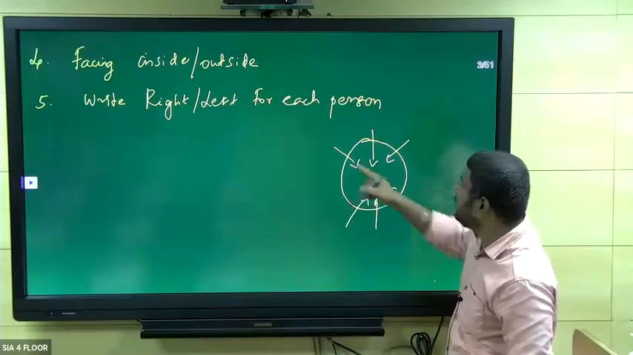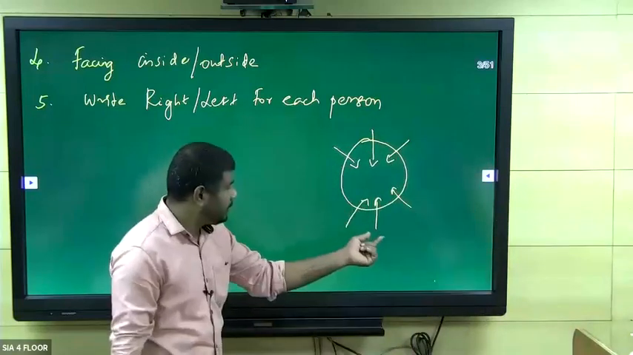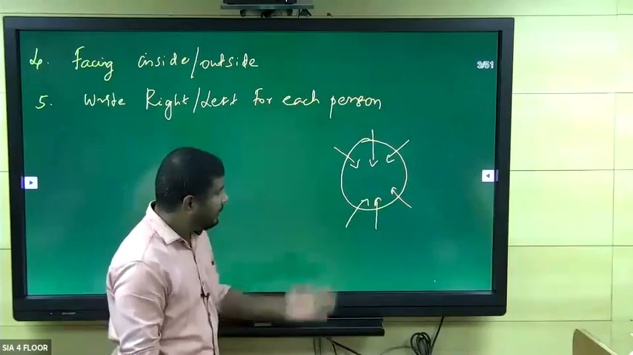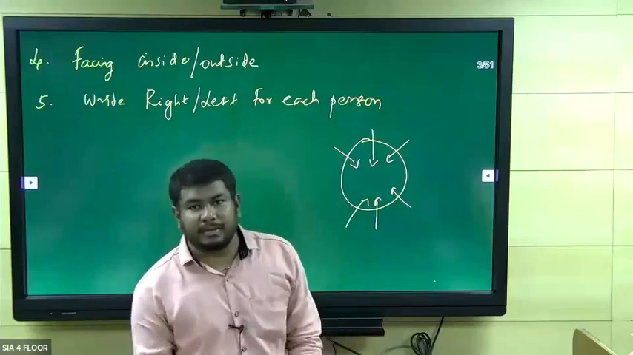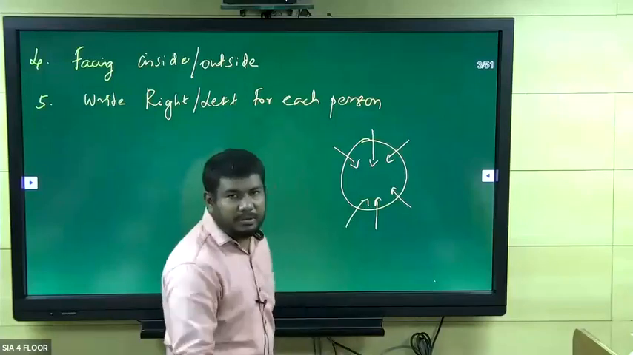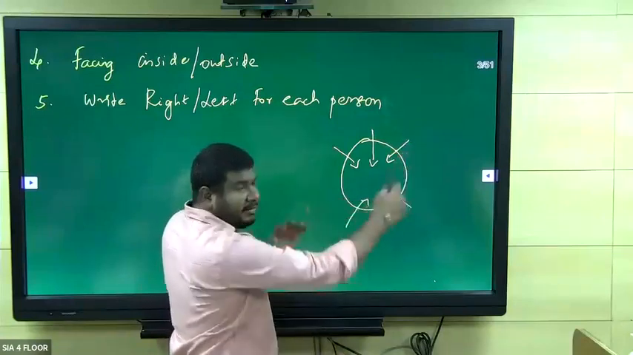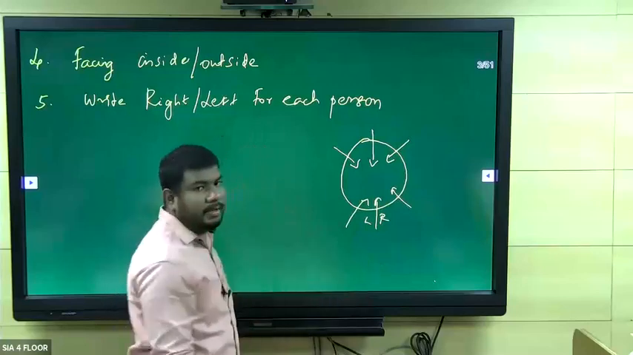After this, right, left for each person. Now tell me, assume this is you. Which side is right and which side is left? Your own direction only. Yes, this is your right side, and this is your left side. So right, right, left. Clear?